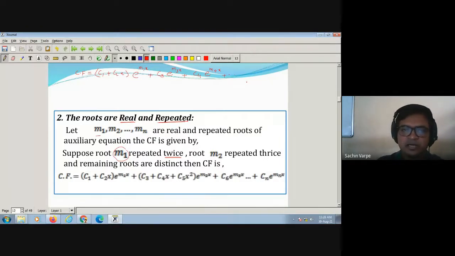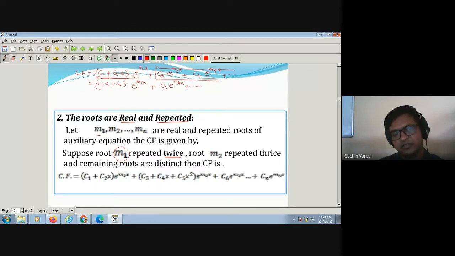Is this clear? If your root is repeated two times, then you'll have to write like this. It can be written like this also: c1x plus c2, that is one and the same. So c1x plus c2 times e to the power m1x plus c3 e to the power m3x plus and so on. The rest is for non-repeated roots. For repeated roots, we have this structure.